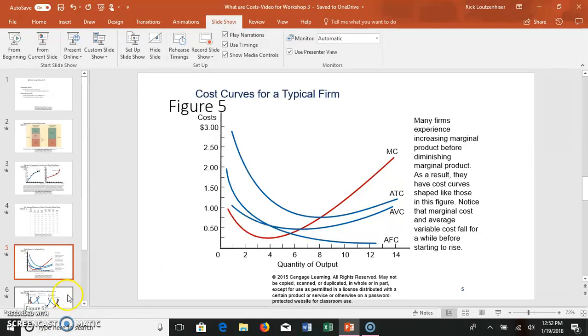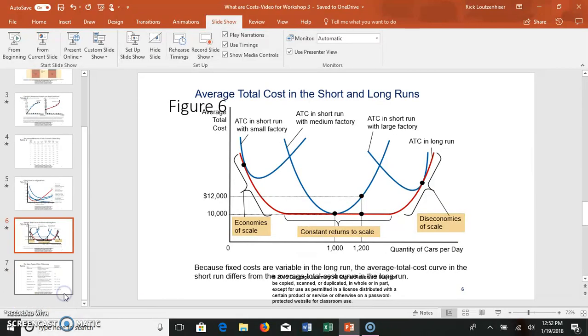Now the next one is what happens in the long term. What we just showed was what the average total cost and the other costs would be in a particular situation, and that would be in a short-term situation. So it could be this one right here. The one we just looked at could be this one. This would be a small factory just getting started.